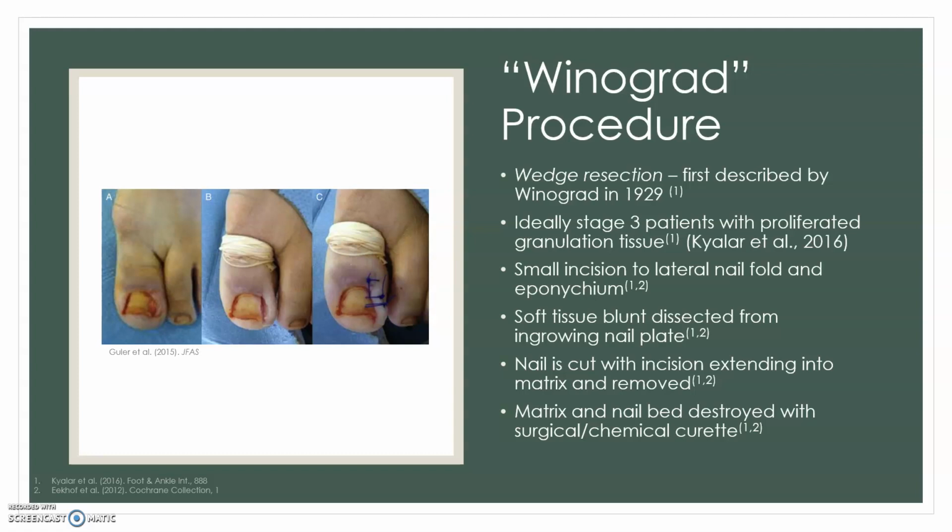The Winograd procedure, also known as a wedge resection, was first described by Winograd in 1929 and has remained largely unchanged since that time. It is best suited to stage 3 ingrown nails with severe hypertrophy and granulation tissue of the lateral nail fold. A small incision is made to the lateral nail fold, extending into the eponychium. From there, the soft tissue is bluntly dissected from the affected portion of the nail plate. The nail plate is removed via an incision that extends into the germinal matrix. The procedure is typically combined with a surgical or chemical matrixectomy of the germinal matrix and nail bed.